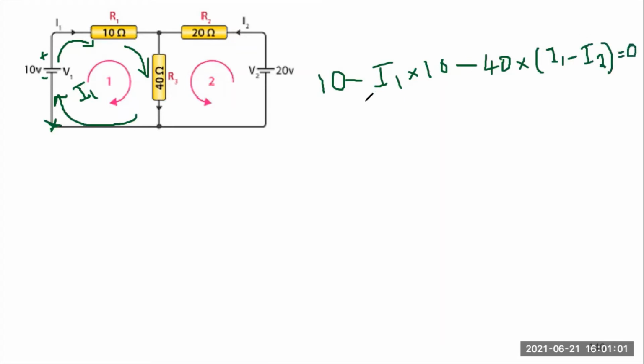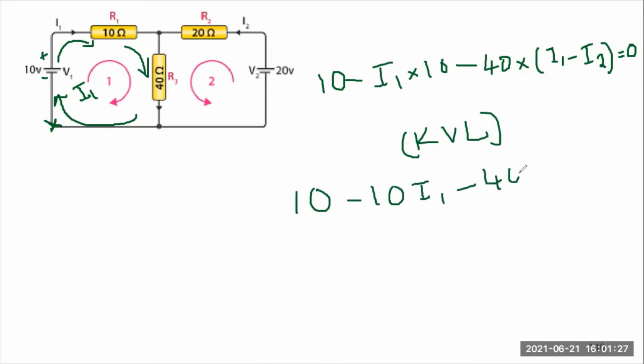This is actually KVL. You are applying KVL. According to KVL, the sum of the products of voltage and EMF in a closed loop is equal to 0. So I have applied KVL. Now what I am going to do is solve: 10 minus 10 I1 minus 40 I1 plus 40 I2 equal to 0.